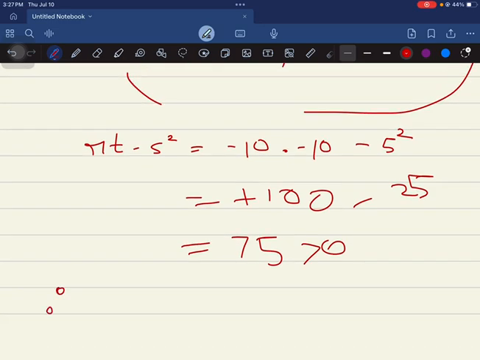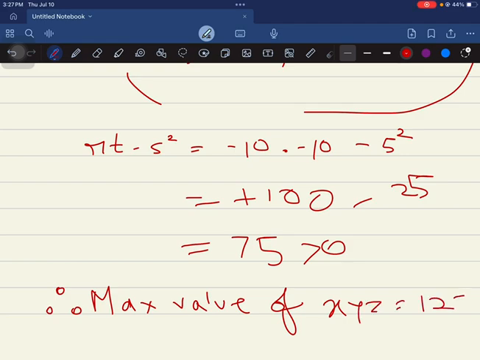Therefore, the maximum value of x, y, z is equal to 25.